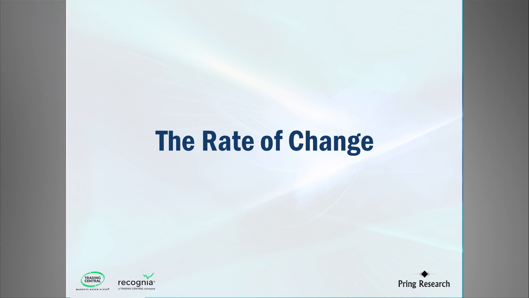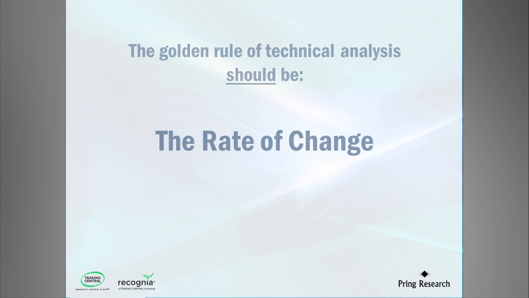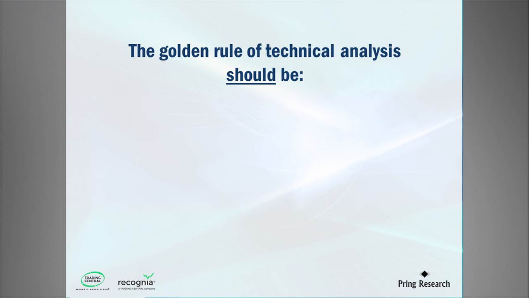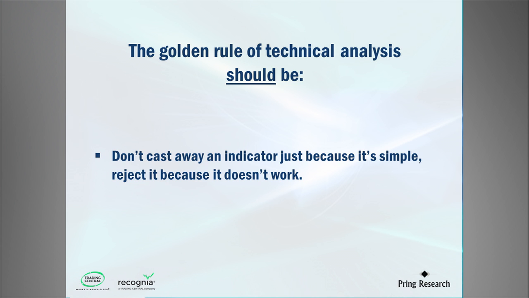Before we move on, I'd like to introduce you to the rate of change so that we can better appreciate some of the interpretive techniques in a more practical way. The rate of change is probably the most simple of all momentum indicators to calculate. To some people, simplicity is an impediment, since they feel that only complicated stuff works, but nothing could be further from the truth. Indeed, I believe that one of the golden rules of technical analysis should be, don't cast away an indicator because it's simple, reject it because it doesn't work.